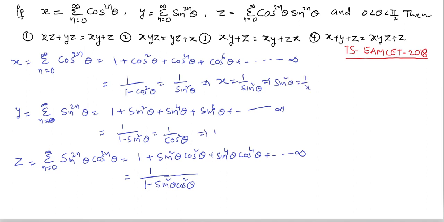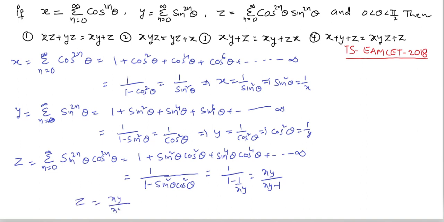So from this, y is equal to 1 by cos square theta, that is cos square theta is equal to 1 by y. Substituting these two values in this equation, 1 by 1 minus 1 by xy, that is equal to xy by xy minus 1. This is z is equal to xy by xy minus 1. Take cross multiply, xyz minus z is equal to xy.